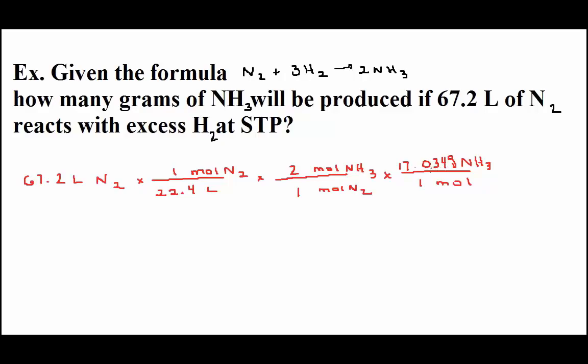17.034 grams per mole. And so when I do this math, I'm going to take 67.2, divide by 22.4, multiply by 2, and then multiply by 17.034. And what you get is 102.204. Now, this has three significant figures, so I'm going to rely on that for my number of sig figs. So 102.204 should just be 102, that's 3 sig figs, grams of NH3. And that's my answer.